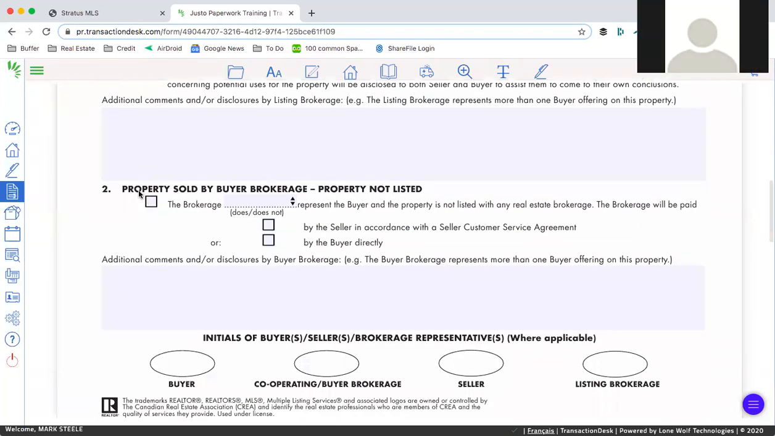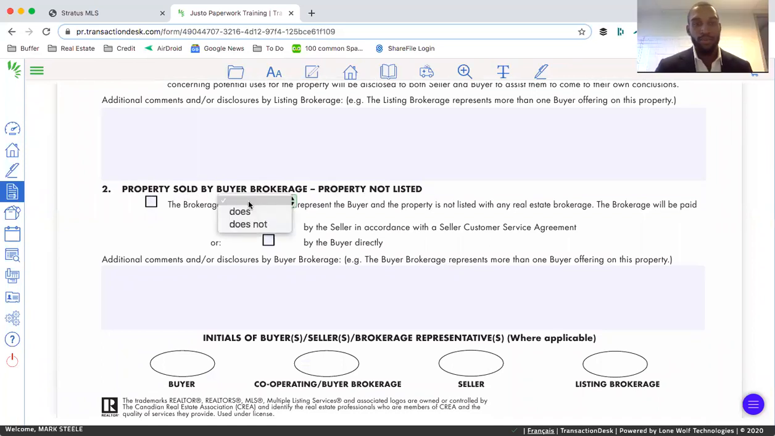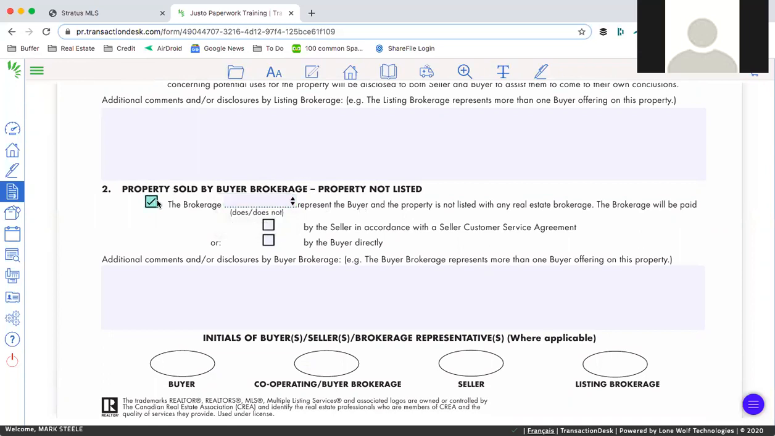Okay, yeah, like here. Right, so this is if the property is not listed, then we'd use this. So the brokerage either does or does not represent the buyer, and the property is not listed with any real estate brokerage. So for example, if you found a property that was for sale by owner, you could use this document, you could use this square here. If it's by owner. Yeah, exactly. And I have a buyer. That's right. Okay. Does that make sense?